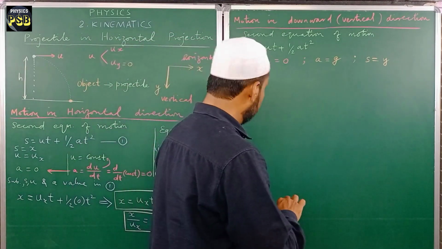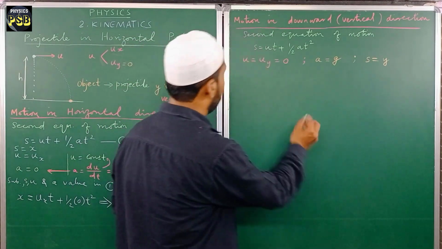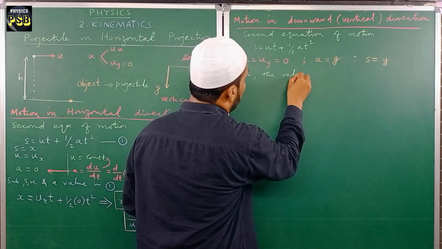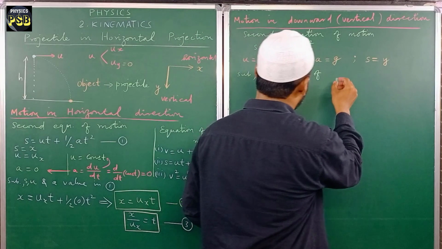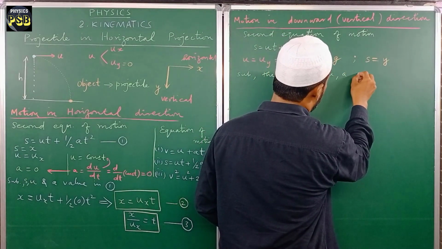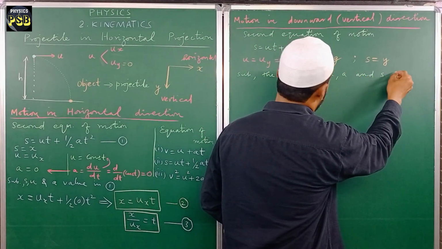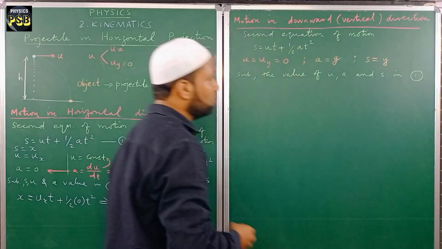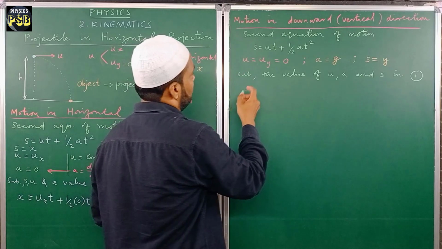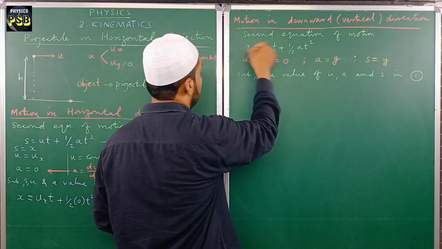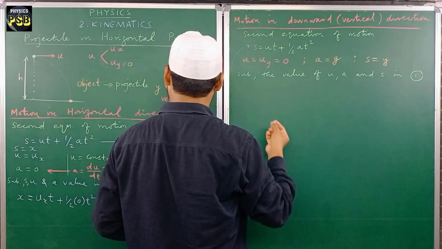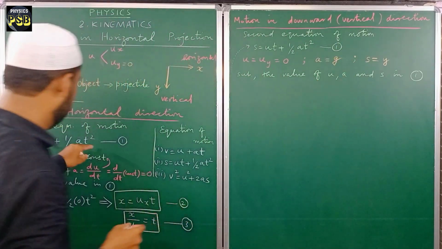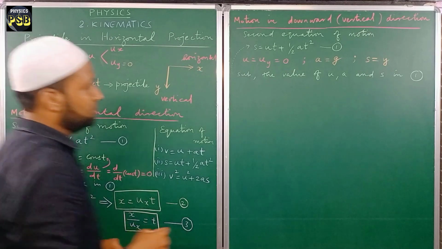Now I'm going to substitute the value of u, a and s in equation number 1. See what I get if I do so? The above equation, if I substitute all these things here, this is nothing but equation number 1, isn't it? Let me write it here.